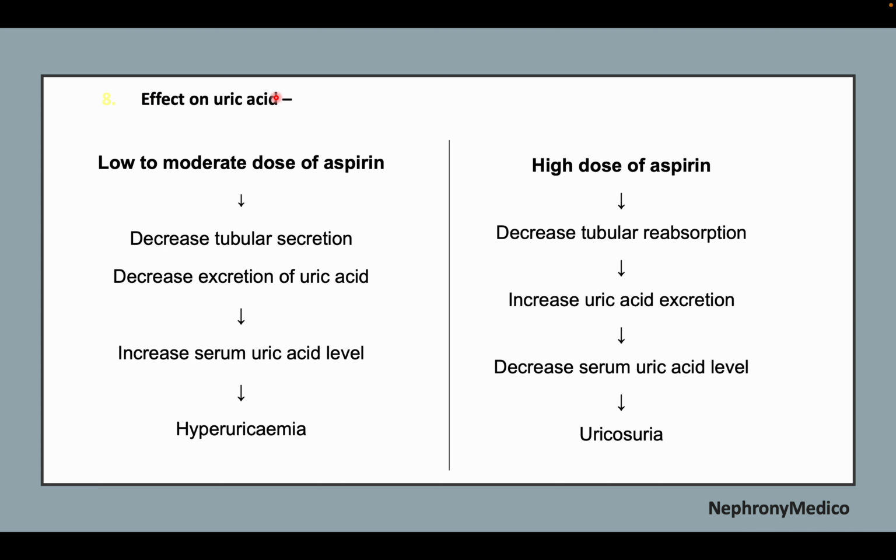Now, effect on uric acid. A low to moderate dose of aspirin causes decrease in tubular secretion, and there is decreased excretion of uric acid, leading to increased serum uric acid level and hyperuricemia. A high dose of aspirin leads to decrease in tubular reabsorption and there is increased uric acid excretion, decreased serum uric acid level, and uricosuria.